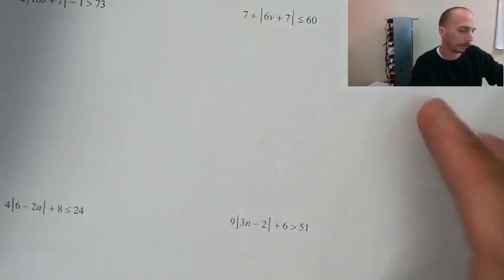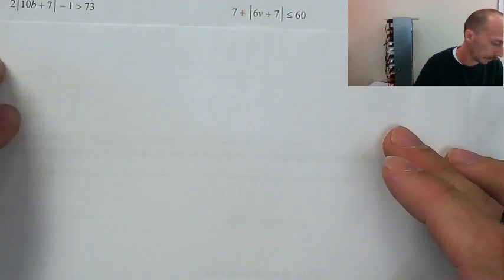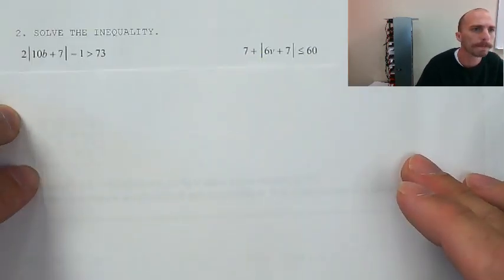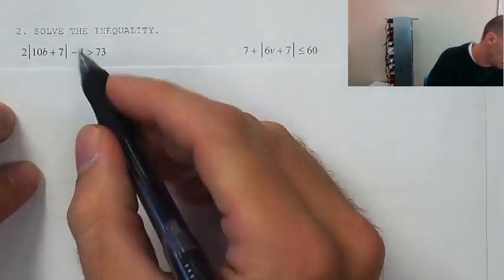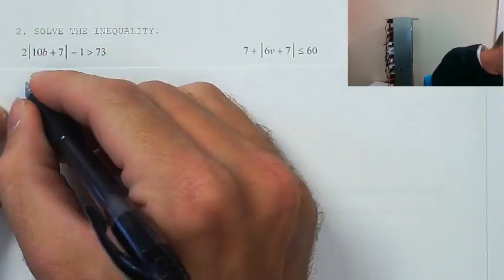Okay, number 2, solve the inequality. All right, lots of inequalities. That's good. 6 of them. All right, hopefully I've got a good collection. All right, so just like with the equations, we isolate the absolute value, so I'm going to add 1 to both sides.